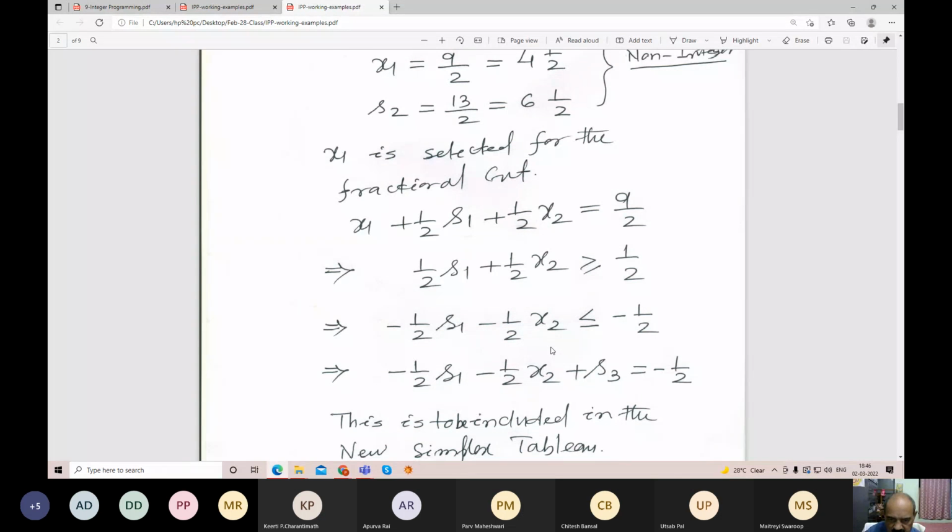So this, we are using the first one, let us say here, minus half x1 minus half x2, that is less than or equal to minus half, right hand side is negative. So we introduce another slack variable called s3, minus half x1 minus half x2 plus s3 equal to minus half. And once you have established a cutting plane, this is to be included in the previous table.